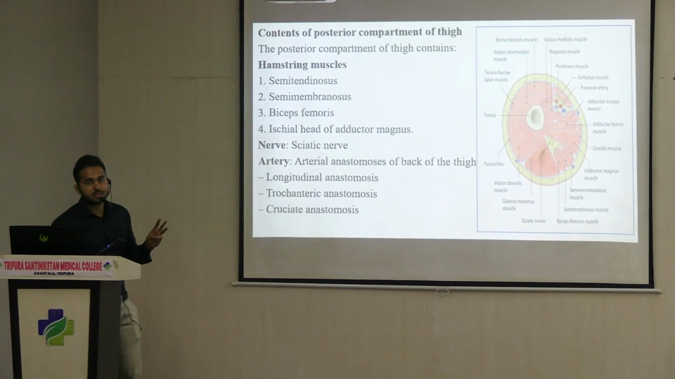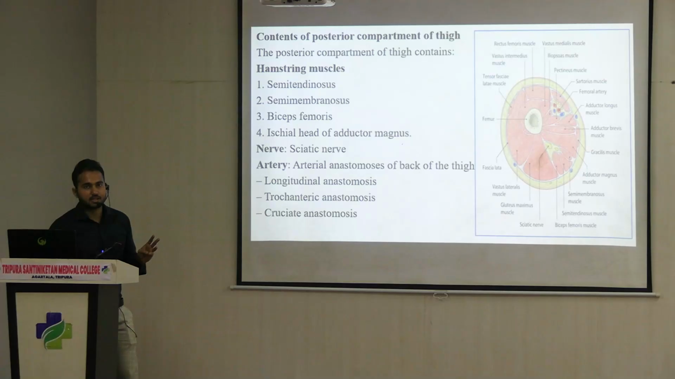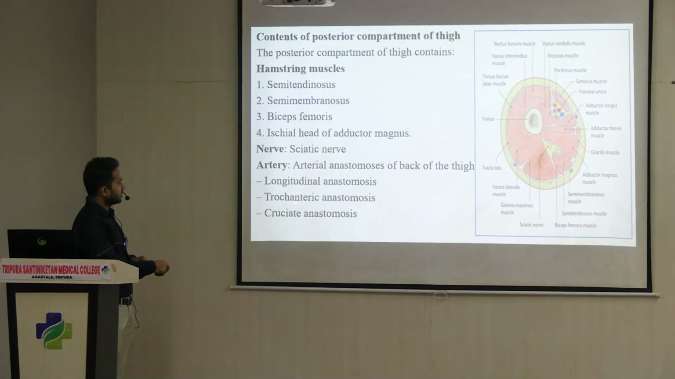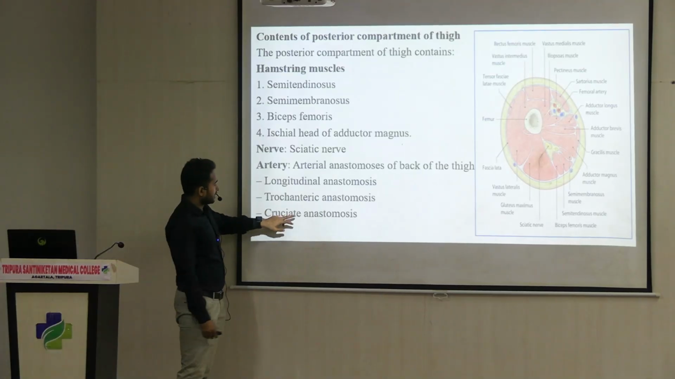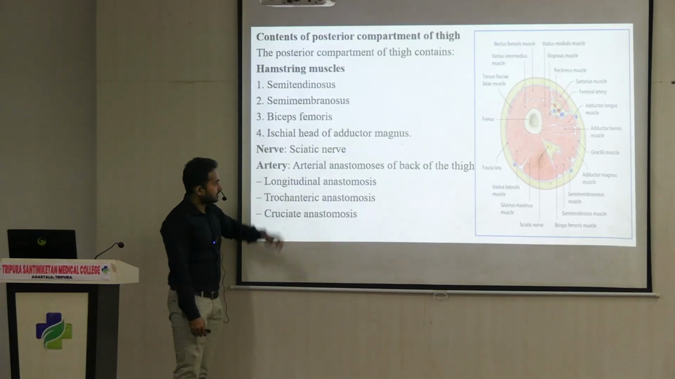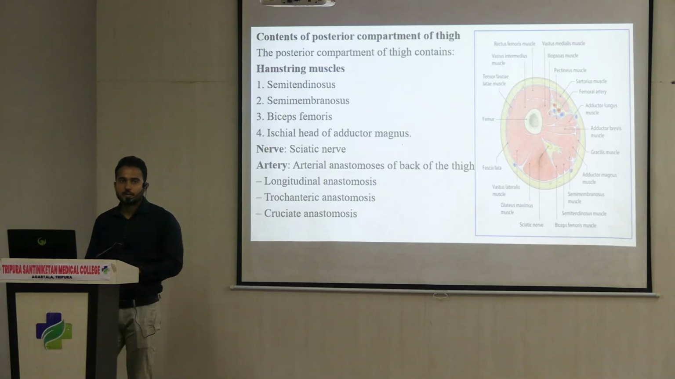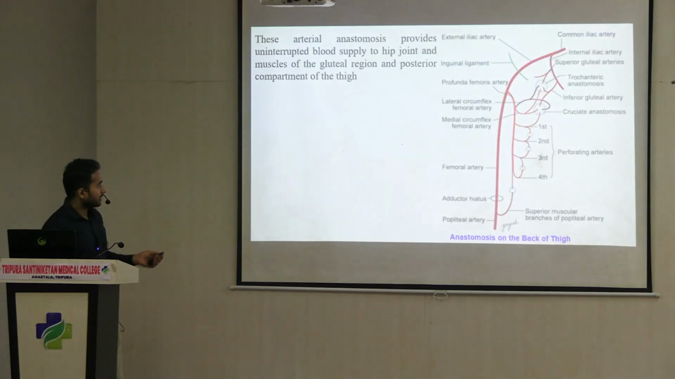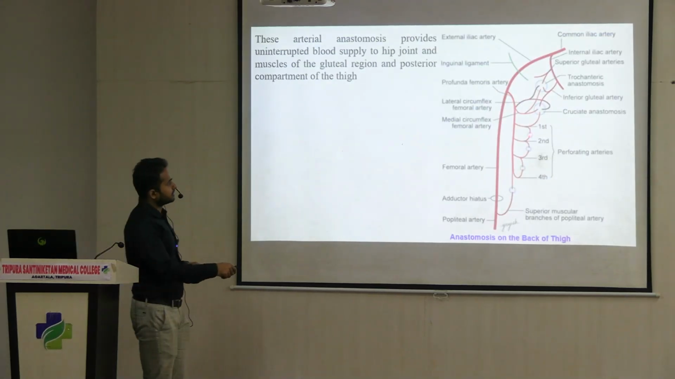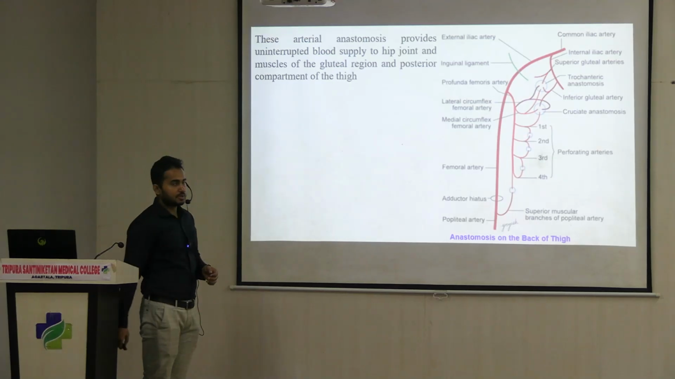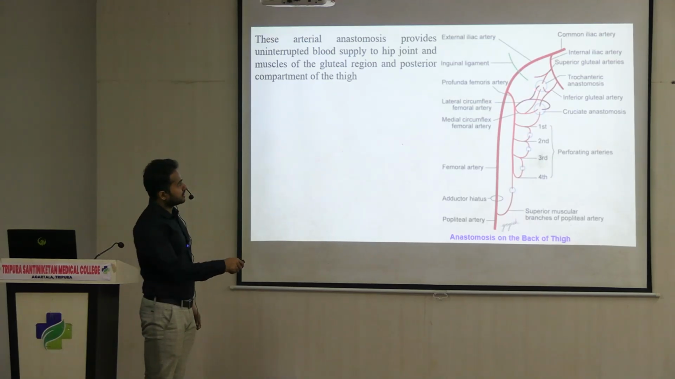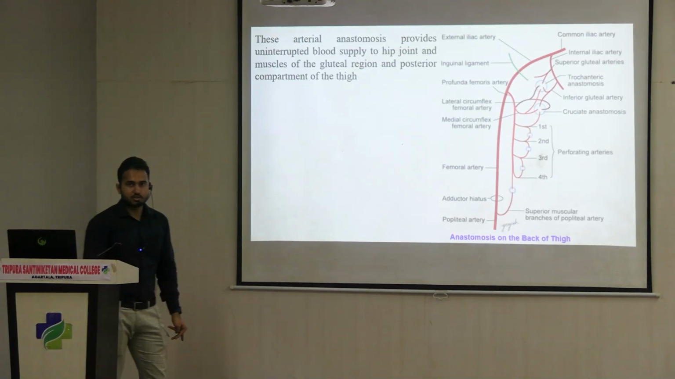So three anastomotic channels are present in that particular region. From above to below, these are the trochanteric anastomosis, the cruciate anastomosis, and then the longitudinal anastomosis. Now let me show you the diagram. Here you can see the blood vessels present at the posterior compartment of the thigh. First see the trochanteric anastomosis, then the cruciate anastomosis, and after that the longitudinal anastomosis.